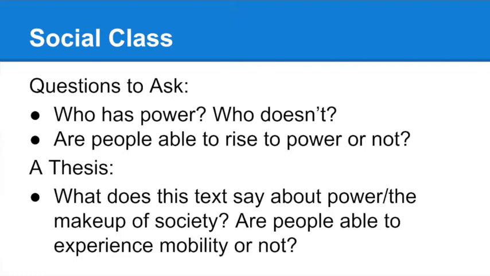Are they trying to say one way of making up society is better than another? And are people able to experience mobility or not? Are people able to move? So really you want to look at where the characters end up at the end of the text. Do the rich just get richer? Do the rich become poor and the poor become rich? Do they rise up and take over the higher class, or depose a dictator? What happens at the end? That really gives you your message about what they're trying to say about social class.